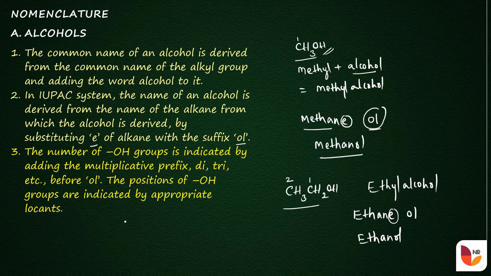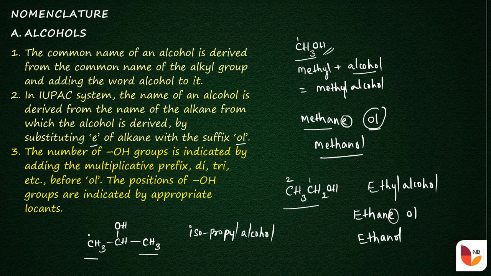For example, let us take CH3, CH, OH, CH3. According to the common system, the end contains two similar groups, so it is represented as iso, and it contains three carbon atoms, so it is isopropyl, and the word alcohol is attached. So in the common system, the molecule is written as isopropyl alcohol.